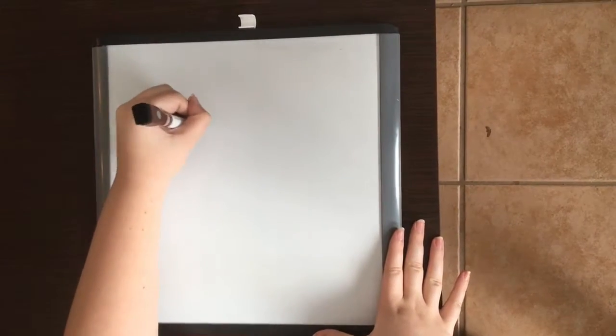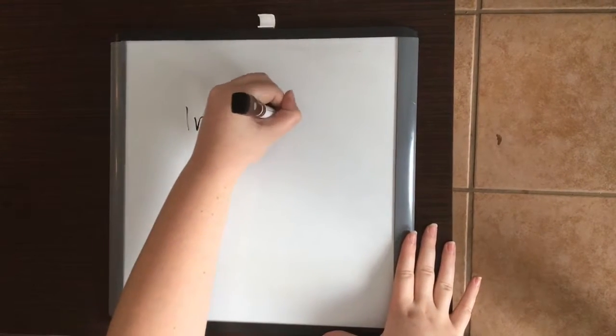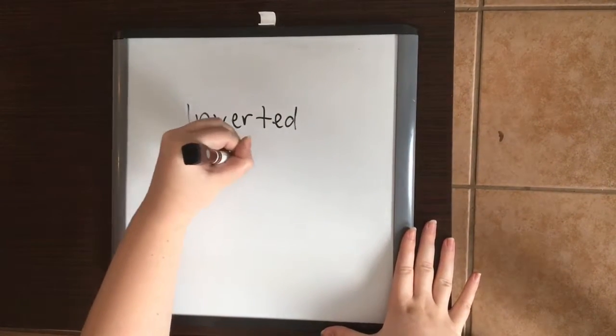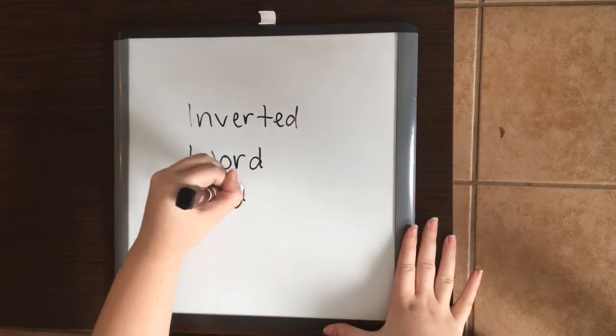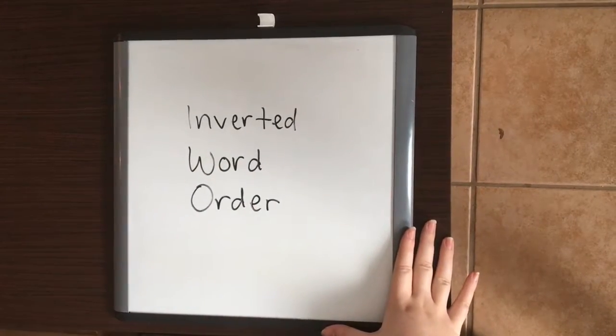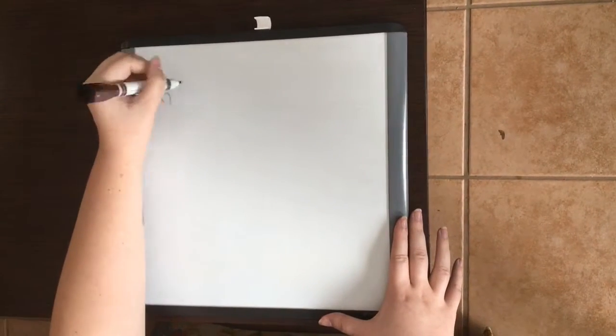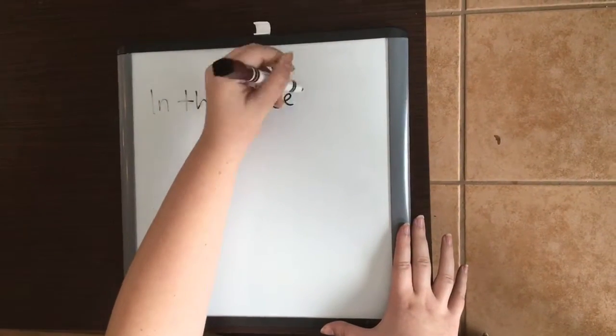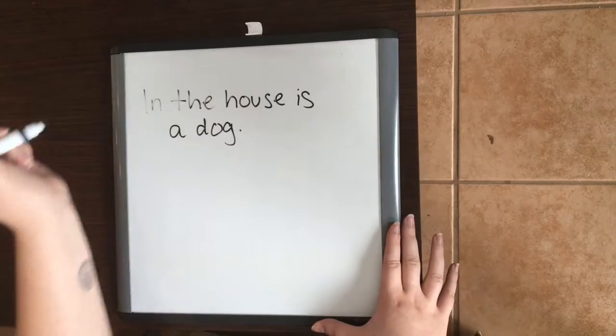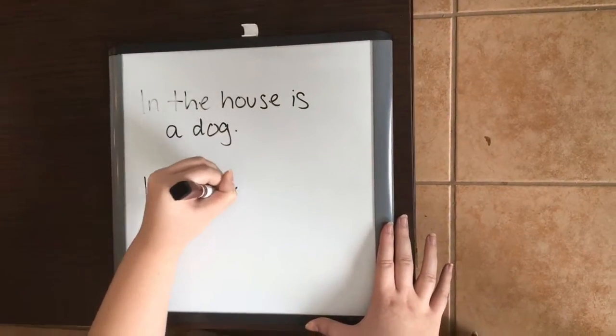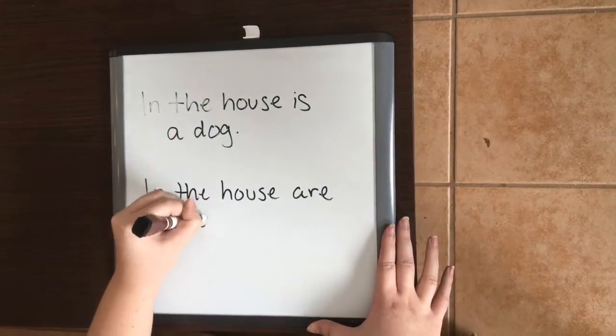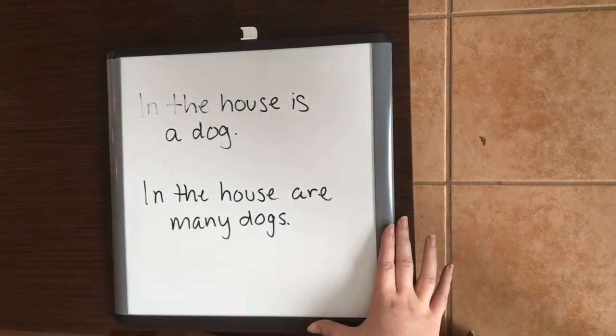The final concept we are covering is known as inverted word ordering. Here, even though the verb comes before the subject, the subject still decides the number of the verb. Let's look at these two examples. We have, in the house is a dog, versus, in the house are many dogs. Here the verbs is and are must agree with the number of the subjects that come after them.